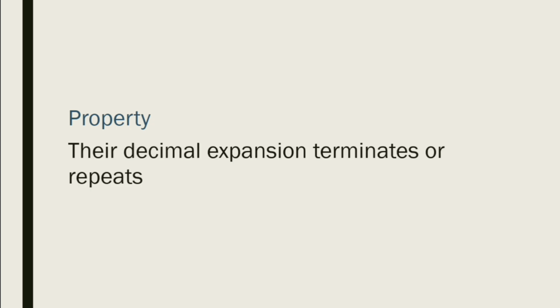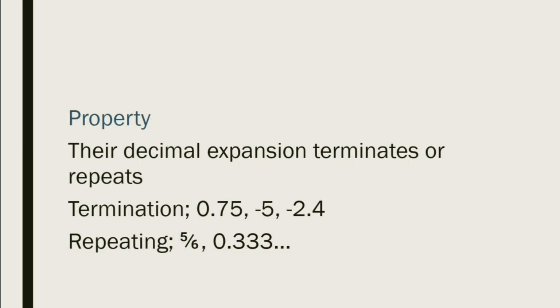They had properties. The property was that their decimal expansion either terminates or repeats. What is termination? Termination, for example, 0.75, negative 5, negative 2.4. In this case, it means the decimal number has a limit where it stops. And then what is repetition? Repetition, for example, 5 over 6. If it is expressed as a decimal, it has a repeating pattern. And then we also have 0.333, which means 3 continues up to the end.